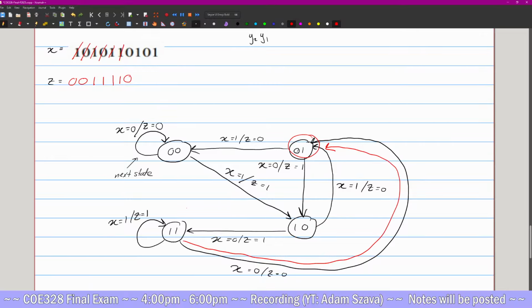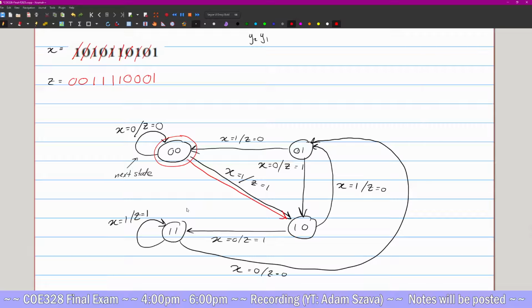We clock. Now we're in this state. X is 1 again, so Z is 0. We clock. Now we're here. X is 0, so Z is 0. We clock. We're still here. Now X is 1, so Z is 1. And we're done. Technically the state we end up in is 1, 0. Doesn't really matter.